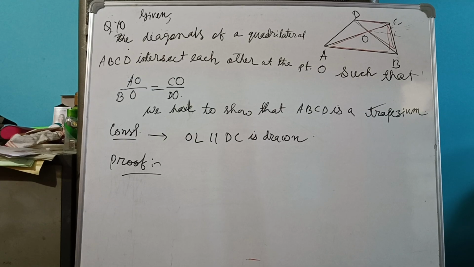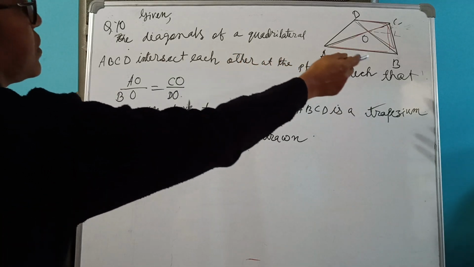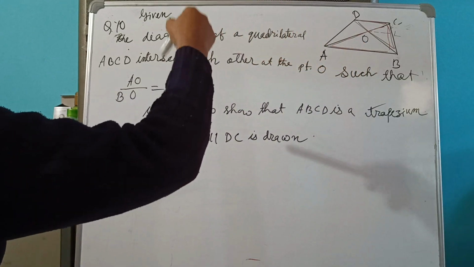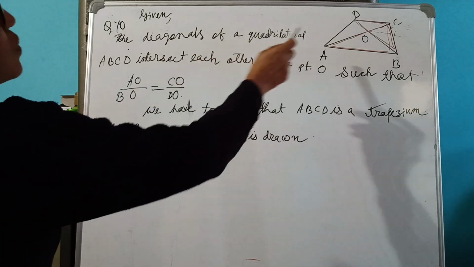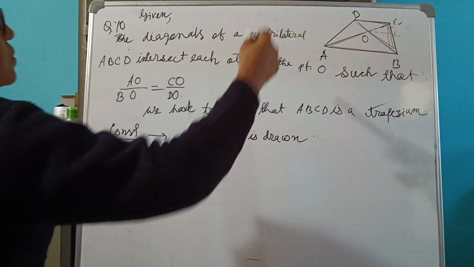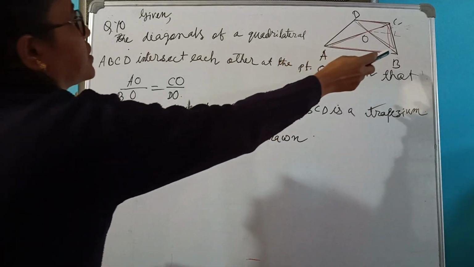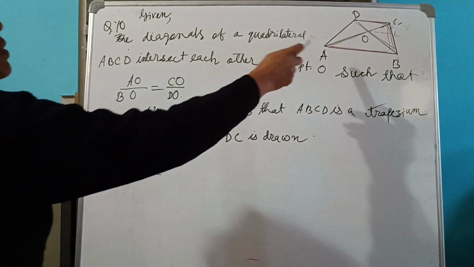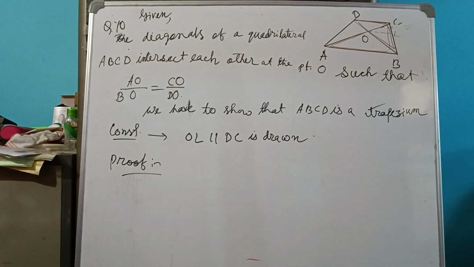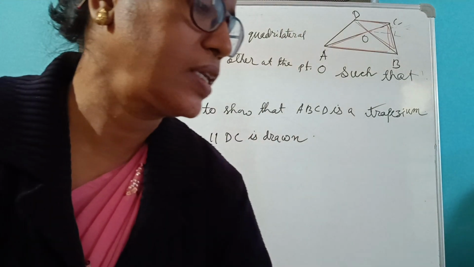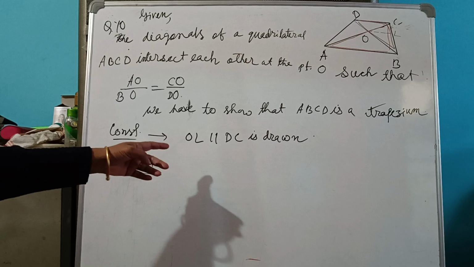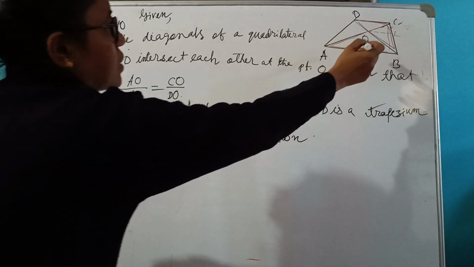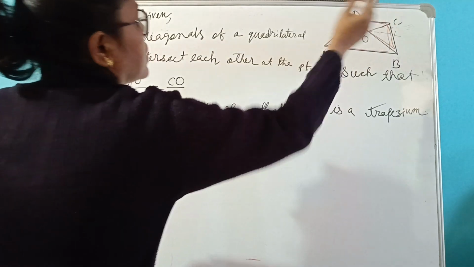Students, question number 10. What is given here? ABCD is a quadrilateral. AC and BD are its diagonals. They intersect each other such that AO by OB is equal to CO by DO. And we need to prove that ABCD is a trapezium. That means AB parallel to CD. In question number 9, what is given? ABCD is a trapezium. Here also construction is needed. OL is drawn parallel to CD.